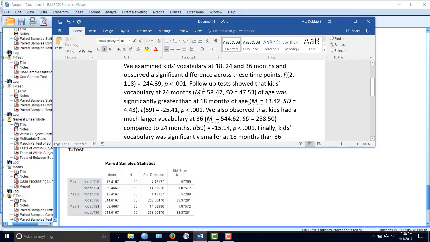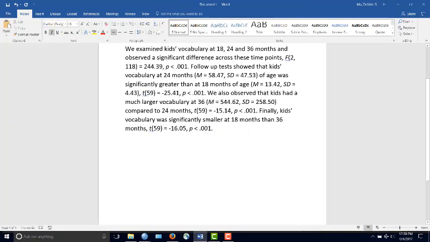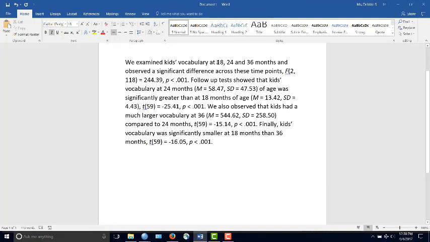Okay, so here we go. I have a little space separating here, but unfortunately I have two, so I'm just going back in there and cleaning up that space. And so this is how we write this up. We examined kids' vocabulary at 18, 24, and 36 months and observed a significant difference across these time points. Report the overall F test. Follow-up tests showed that kids' vocabulary at 24 months of age was significantly greater than at 18 months of age.